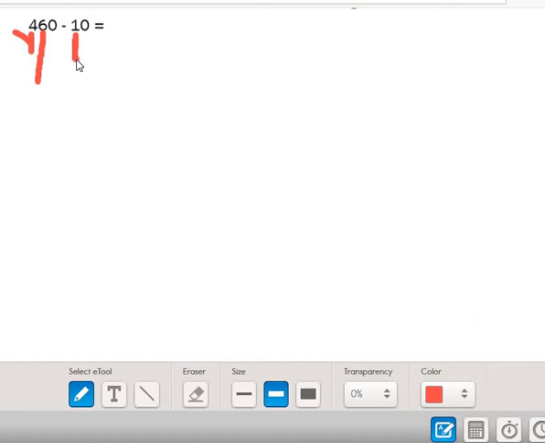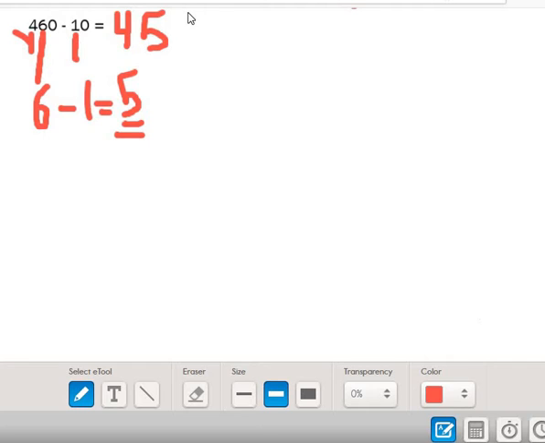Because this is a tens digit and this is the tens digit, we can use the basic fact that 6 minus 1 equals 5. And we will keep the other digits as is. So the answer here is 4, we keep it as is, but the tens digit is going to be 5, and the ones digit is the same, it's 0 here. So 460 minus 10 equals 450.